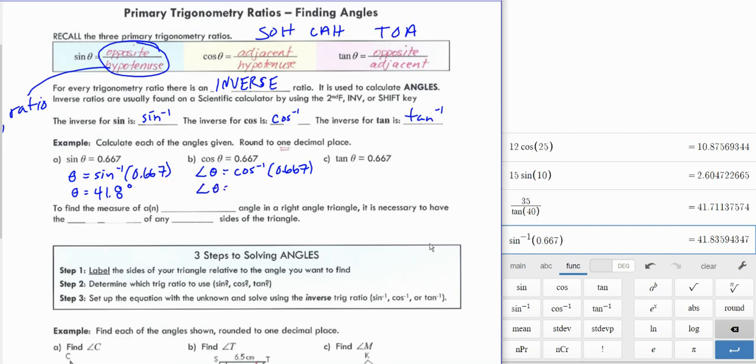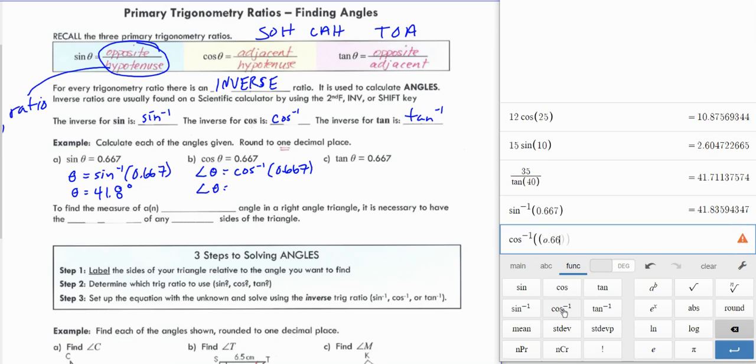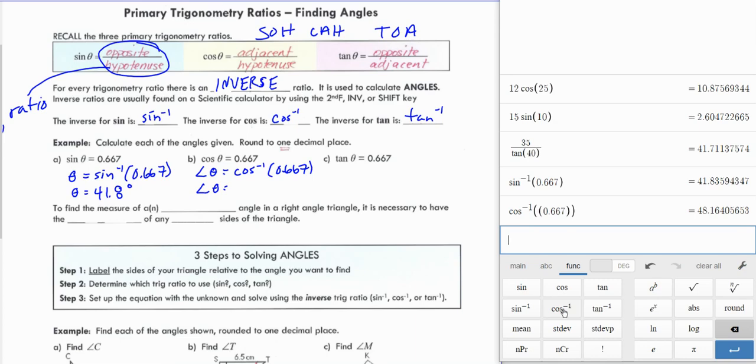So let's go over to the calculator. We need cos inverse this time, and we're going to go 0.667. We get 48.2 this time, because 0.16 rounds up to 2, and then degrees.